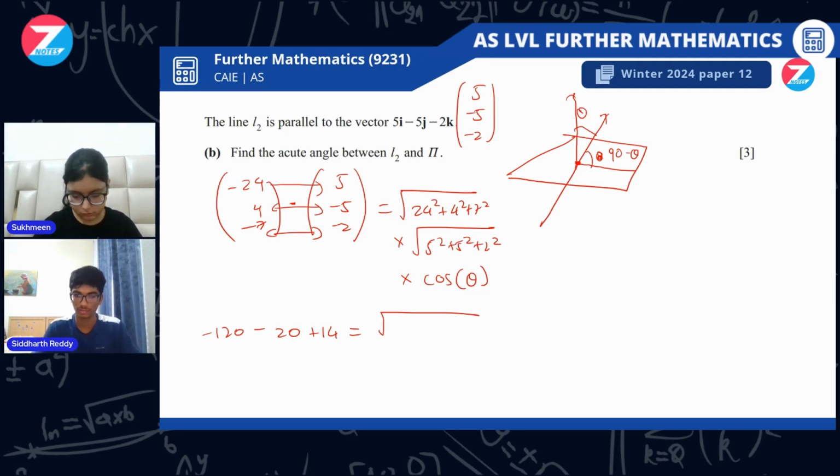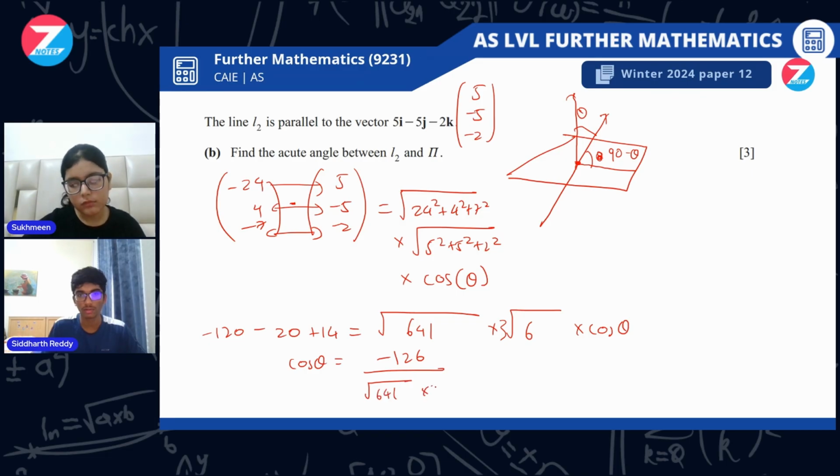24 square plus 4 square plus 7 square, 641, into square root of 5 square plus 5 square plus 2 square. It's 3 root 6 into cos theta. So cos theta is equal to this, minus 140 plus 14. Okay, minus 126. Minus 126 by root 641 into 3 root 6. And theta is equal to the cos inverse of this thing.